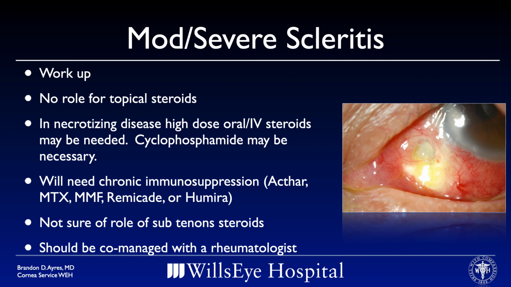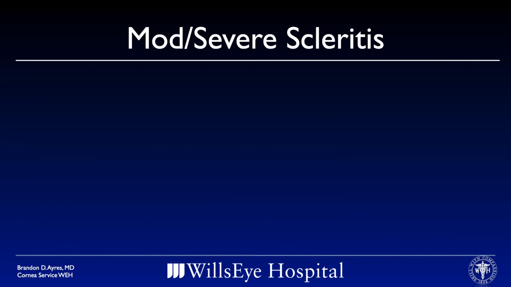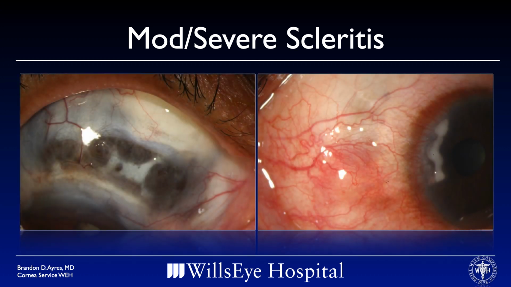Sub-Tenon's non-steroids can actually be helpful. Subconjunctival are not helpful, but in somebody who we are tapering an oral steroid, they get a little flare of their scleritis, I will on some occasions do a sub-Tenon's non-steroid injection to try and control the ocular symptoms without having to go up on the PO steroids. And like I mentioned before, these are often being co-managed with a rheumatologist or immunologist.